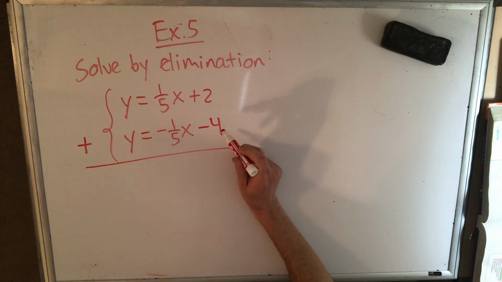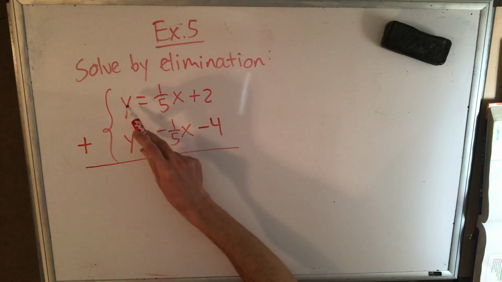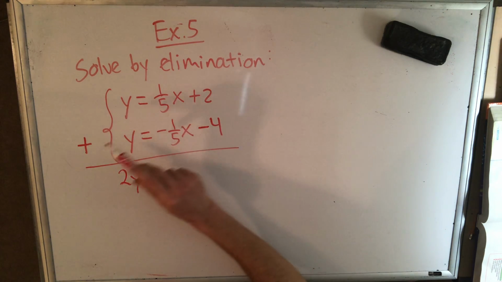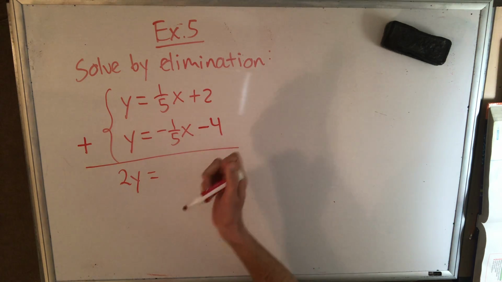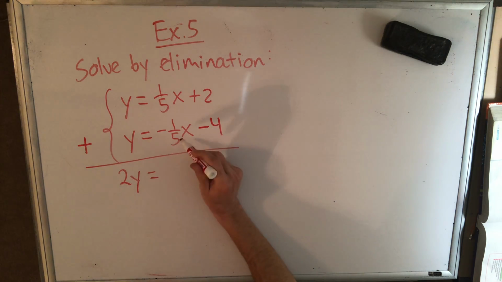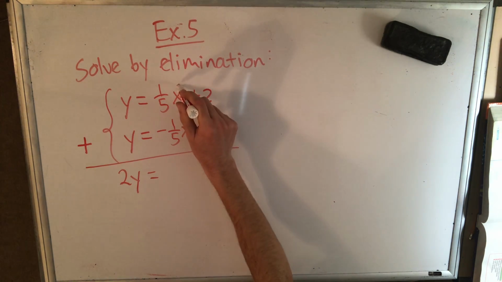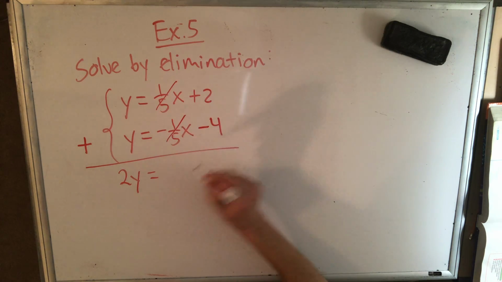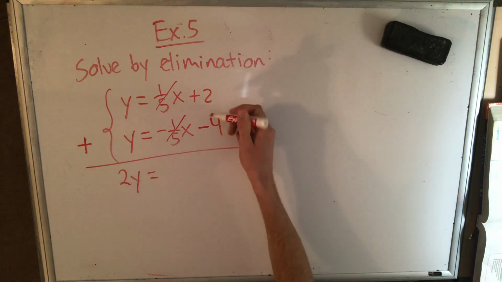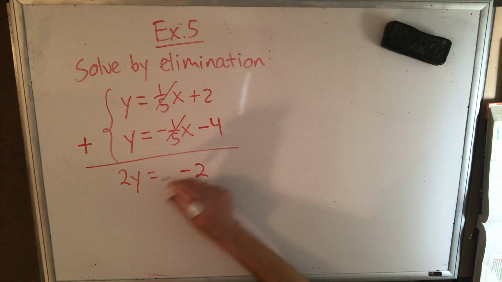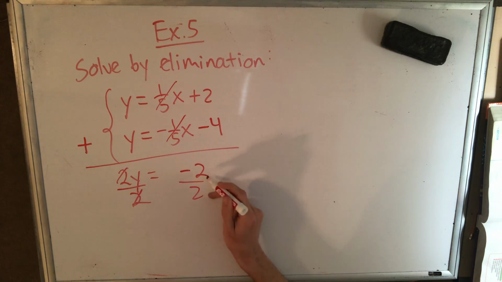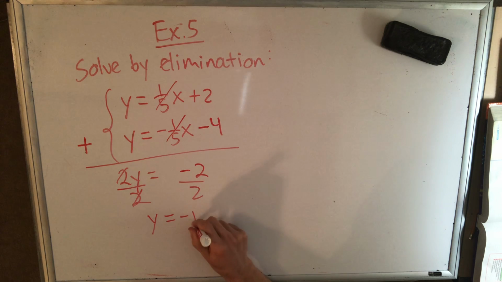So adding the equations together, each term gets added. Y plus y is 2y. 1/5 x plus negative 1/5 x. Plus and negative together makes minus, and 1/5 x minus 1/5 x is 0, so it gets eliminated. And then 2 plus negative 4, again plus and negative together is minus. 2 minus 4 is negative 2. Divide each side by 2. The 2's cancel out. Negative 2 divided by 2 is negative 1, so y equals negative 1.